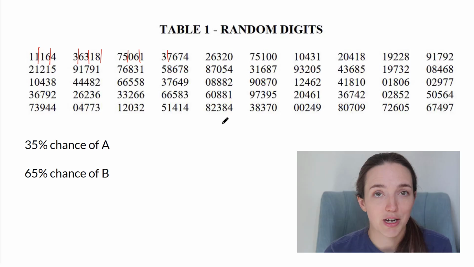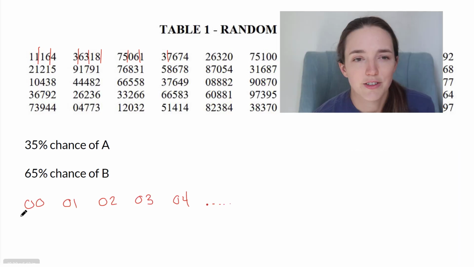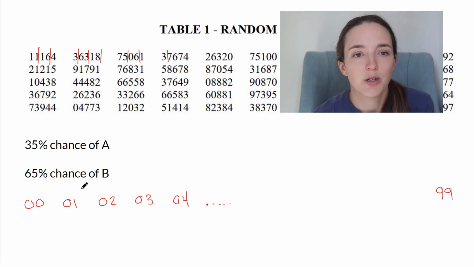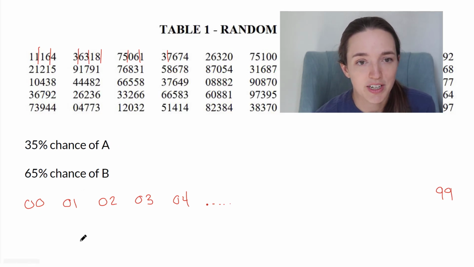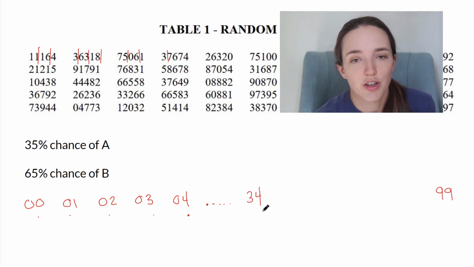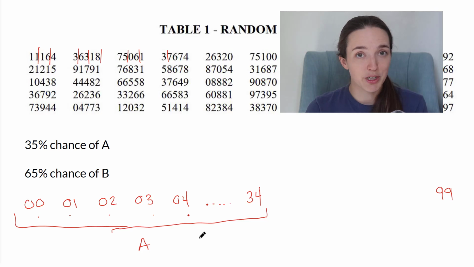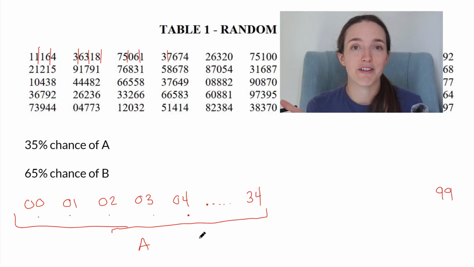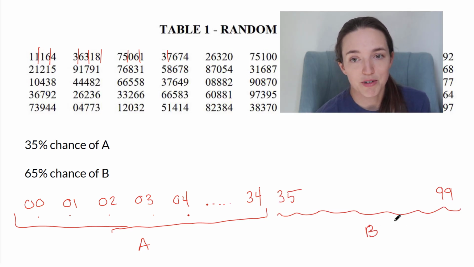So let's think about all the options I have if I'm looking at two digits at a time. So 00, 01, 02, 03, 04, all the way up to 99. Because after that, I'd get to 100, and we're only looking at 2 digits, not 3 digits. Okay, so if I want a 35% chance of A happening, I need the first 35 numbers to represent A. So 1, 2, 3, 4, 5, all the way up to 34 would be the first 35 numbers. I know it seems like we should go up to 35, but remember, 0 is our first number in this list. So 0 to 34 would be 35 numbers. 35 through 99 can represent B.